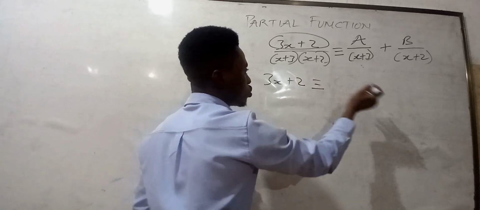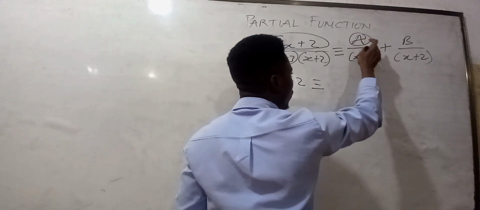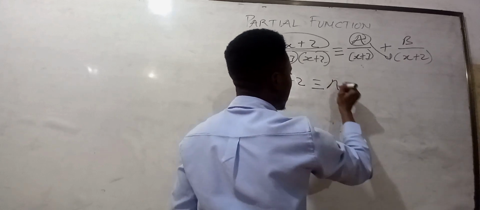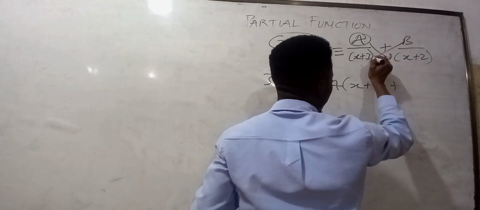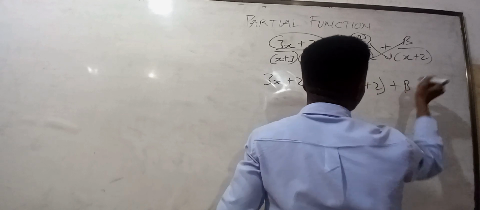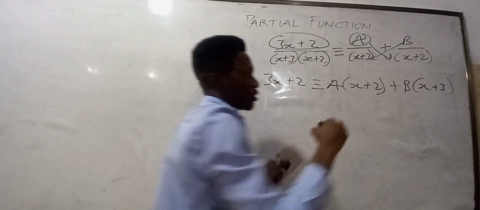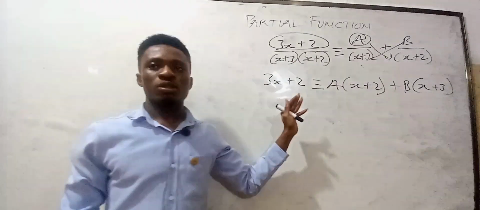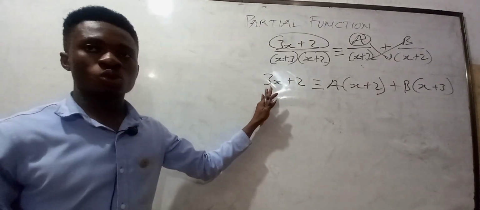It is equivalent to, then you multiply the alphabet A, which is the numerator of the first term, by the denominator of B. So you get A times x plus 2. Then you do that for B. You multiply the alphabet B by the denominator of A, so x plus 3. You are good to go. So you have skipped a whole lot of steps to be on a safer side and to be very fast. This is the best way you should do it.